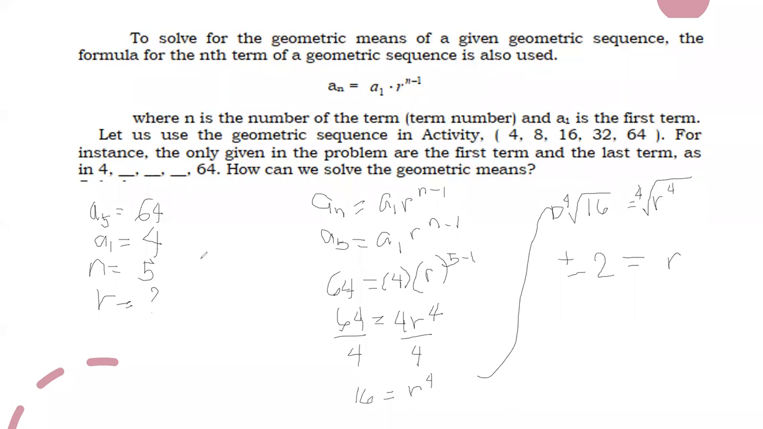So the answer here can be 8, 16, 32, since 4 times 2 is 8, times 2 is 16, times 2 is 32, times 2 is 64. The answer can also be 4 times negative 2, which is negative 8, then 16, then negative 32, then 64. So there can be two answers: 8, 16, 32, or negative 8, 16, negative 32. If you only put the positive, I will accept it, but I'm explaining that there can be two answers. Are we clear?